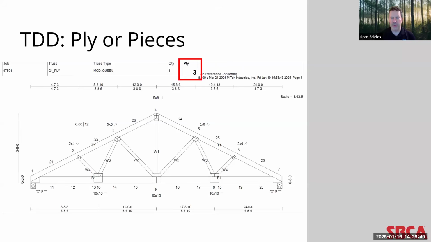Now, different parts of the country handle multiply girders or multiply girder trusses differently. In some parts of the country, like in the Midwest, the multiple plies will be fastened together in the manufacturing facility and shipped to the job site as one assembly. But in other parts of the country, like in the South, the plies will typically be shipped separately and will need to be fastened together in the field.